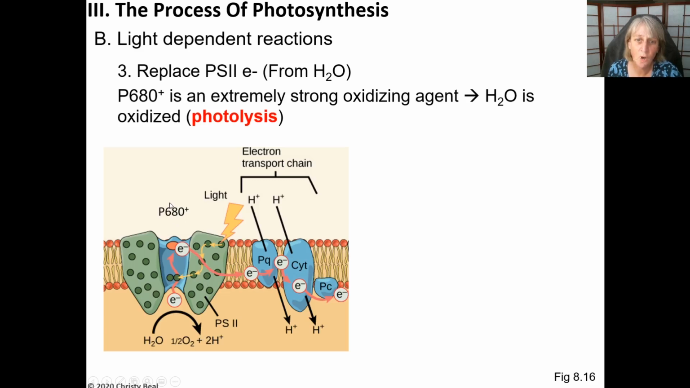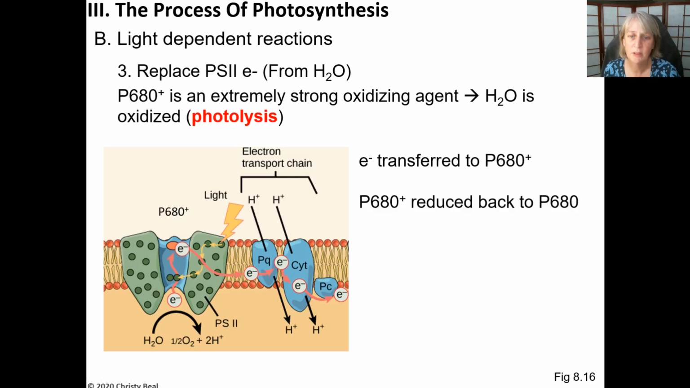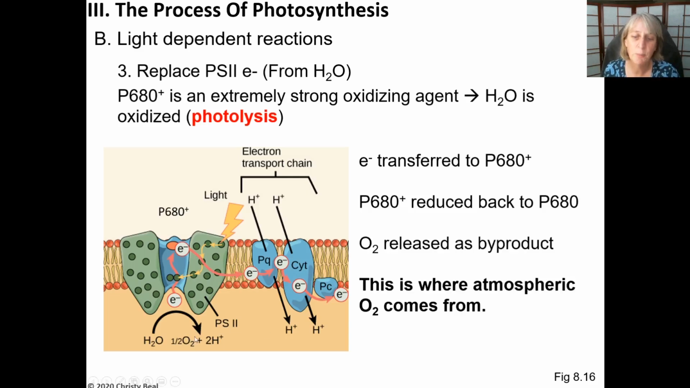P680 is extremely strong at oxidizing water. That means water will split as a result of this reaction. As light strikes the photosystem, water splits, and the electrons from water replace the electrons that were lost by P680. Water is oxidized. P680 plus is reduced back to P680. The electron from water is transferred to P680 positive. P680 positive is reduced back to P680 with no charge. And oxygen is released as a byproduct.